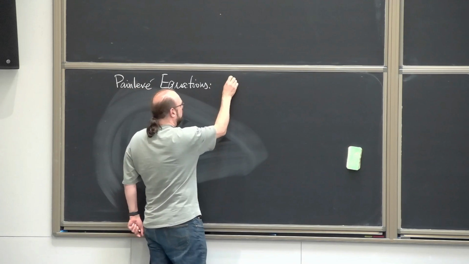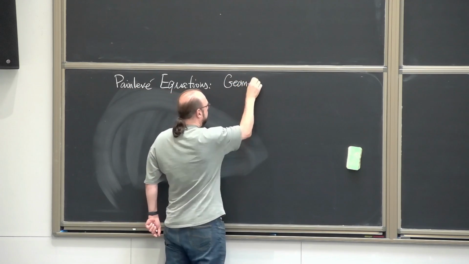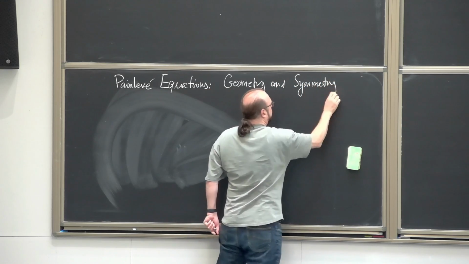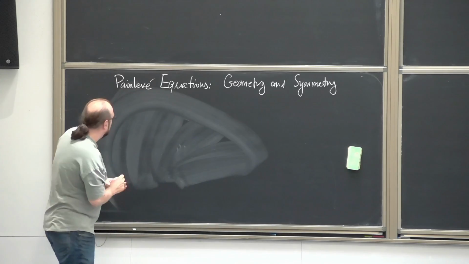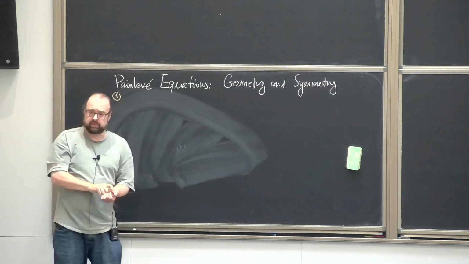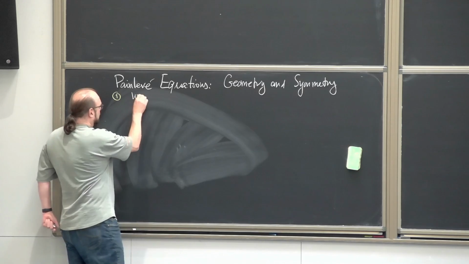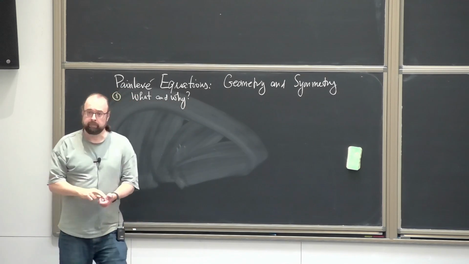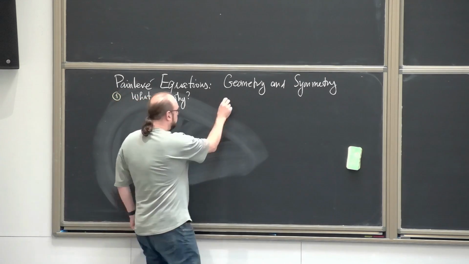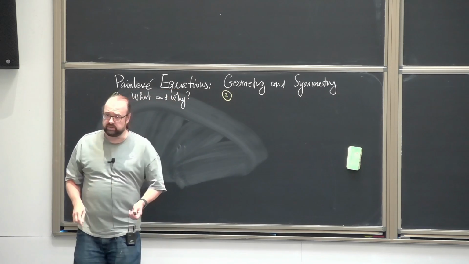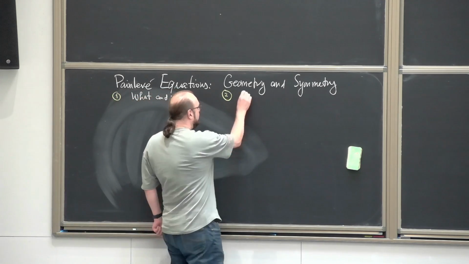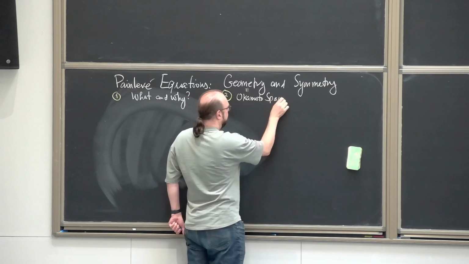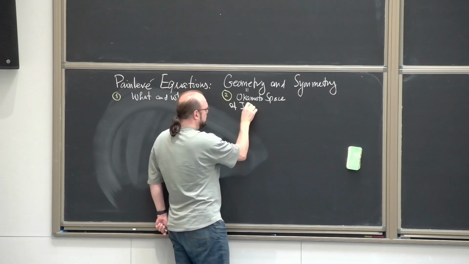So that's essentially the title of my talk, Painlevé equations, geometry, and symmetry. And the plan of the talk is the following. So first, I will say a few words about Painlevé equations. Like, what are they? And why are people interested in them? Second, I will explain where the geometry appears in the theory of Painlevé equations. And this geometry is known as Okamoto space of initial conditions.